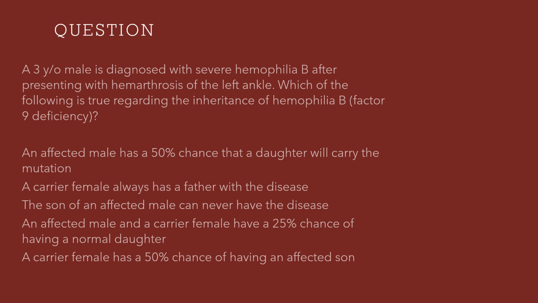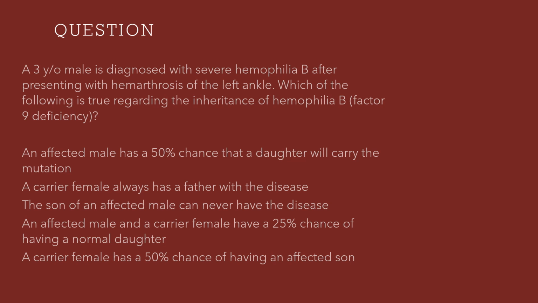Let's talk about the other answer choices. An affected male has a 50% chance that the daughter will carry the mutation. Hemophilia B is X-linked recessive. So if you have an affected father, he has XY, and the X is going to go down to the daughter. That one is with hemophilia on it if he's affected. So the daughter has to carry the mutation because she has to receive one of those X's from her dad.